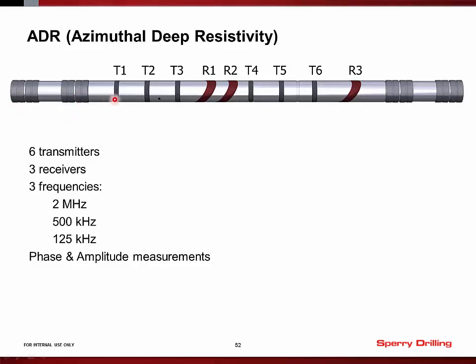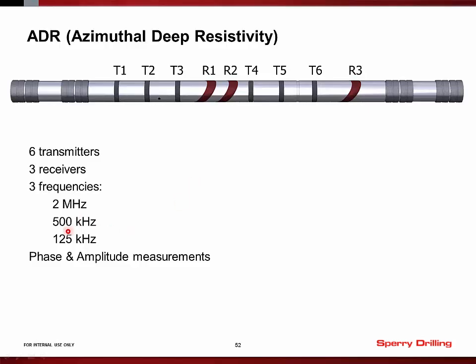So each of these transmitters fires at 3 frequencies. It's almost the same as the M5. We have 2 megahertz and 500 kilohertz. The lowest frequency was dropped from 250 to 125 when we designed the ADR. Again, that was just to boost the depth of investigation. For a geosteering tool like this, it's very important that it can see as far into the formation as possible, so we get the earliest warning of approaching bed boundaries.